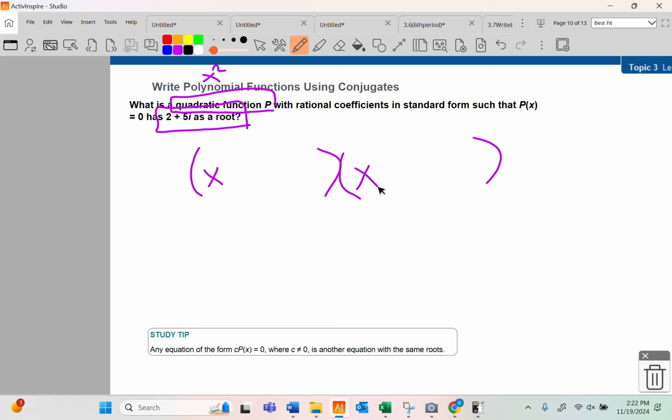Now, you're told that 2 plus 5i is a root, which means that its conjugate is also a root. What is its conjugate? There you go. 2 minus 5i is also a root.